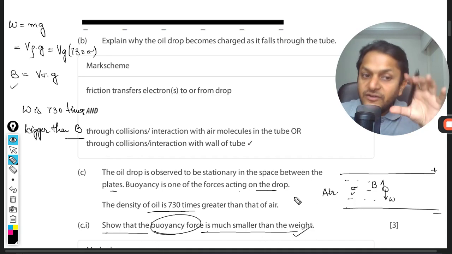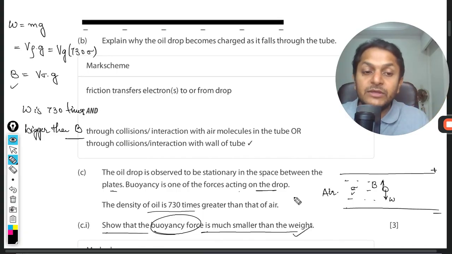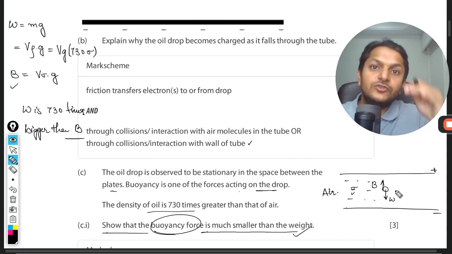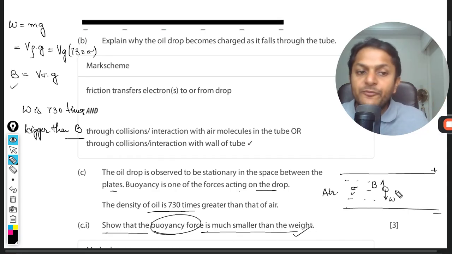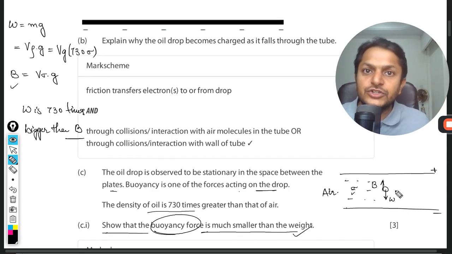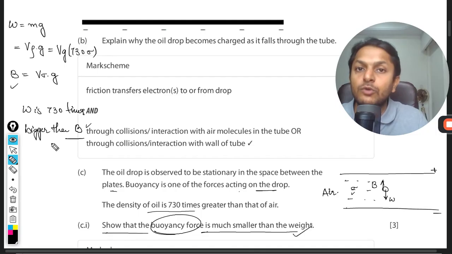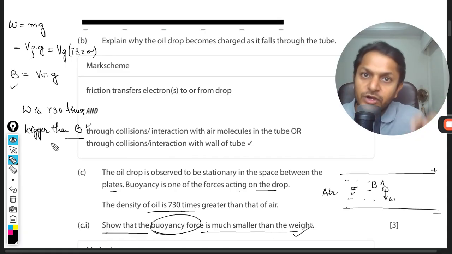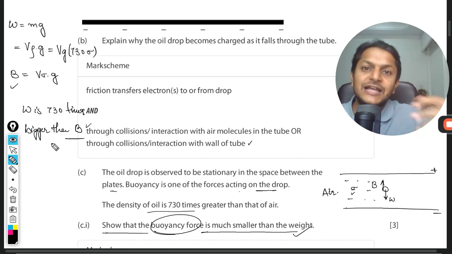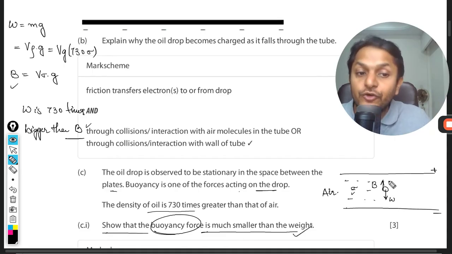Now I told you that there will be an electric force there, and why will there be? Because there is no other force which is going to cancel the effect of the weight. There is no upward force. The only force is buoyant force, and the buoyant force magnitude is much smaller than the weight. Of course, the buoyant force is not enough and it cannot stop the drop from going downwards. So there has to be another force working there which will try to stop it, and that will be electrostatic. And it has to be in the upward direction.